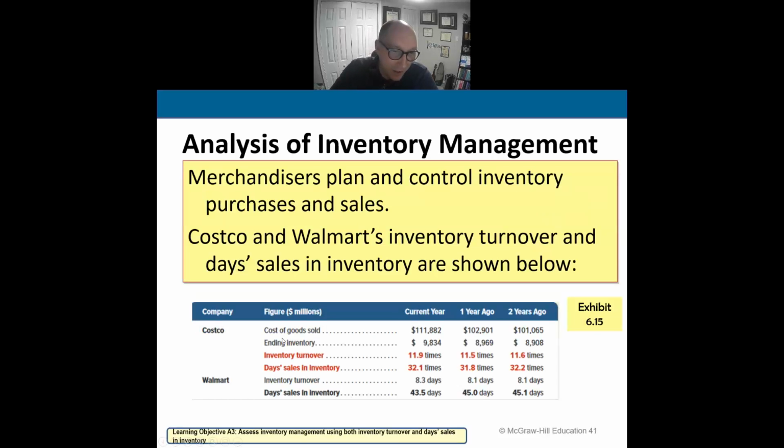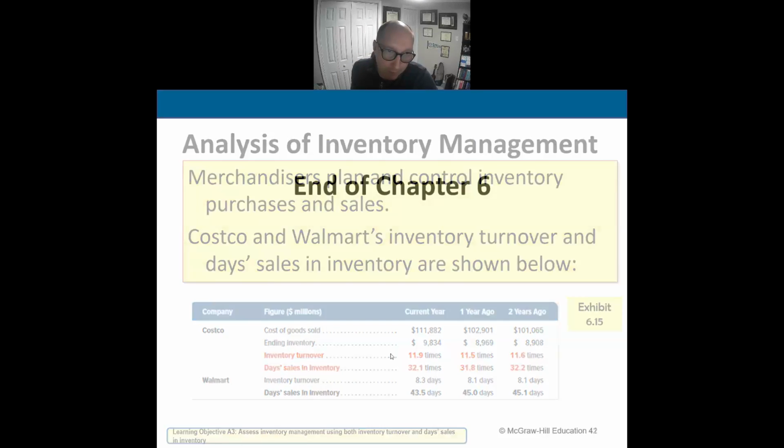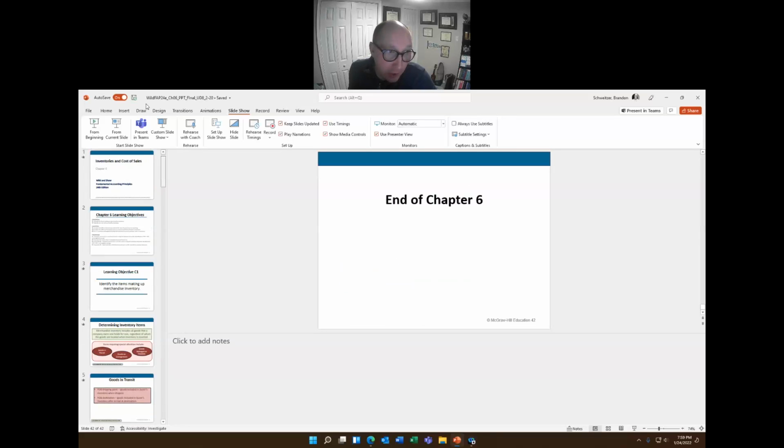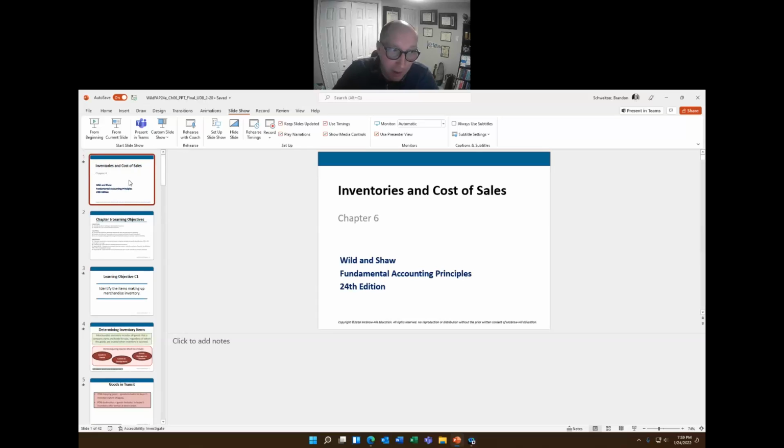Right? Here's a nice comparison between Costco and Walmart. Inventory turnover, day sales inventory. Interesting. Very interesting. That, my friends, is the end of our discussion on inventories, valuation of inventories, cost of sales.